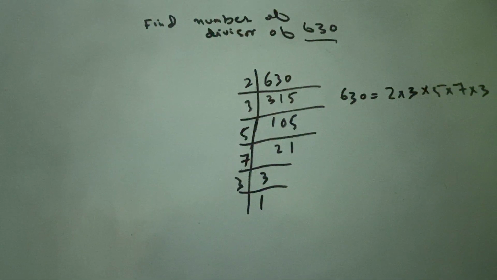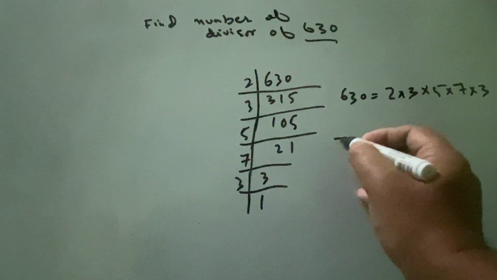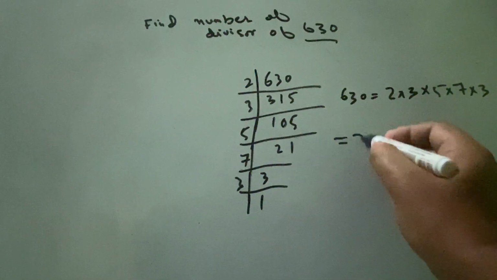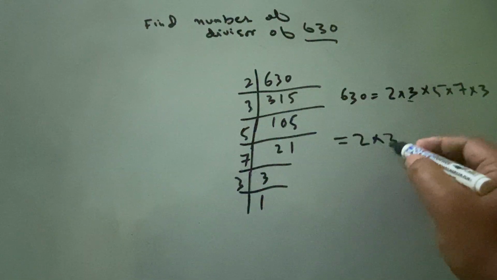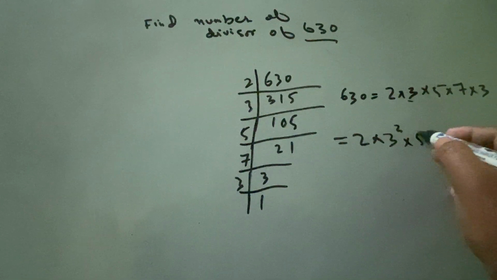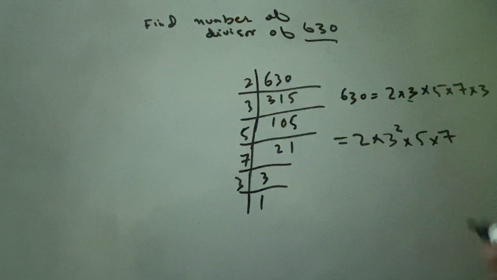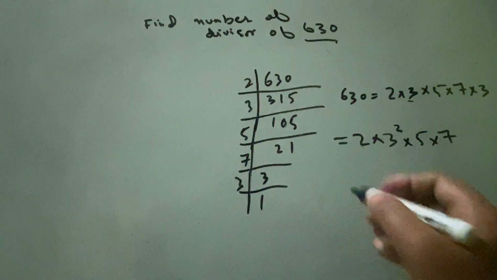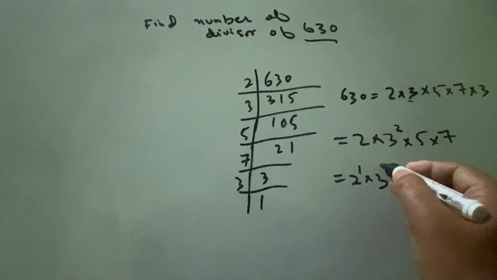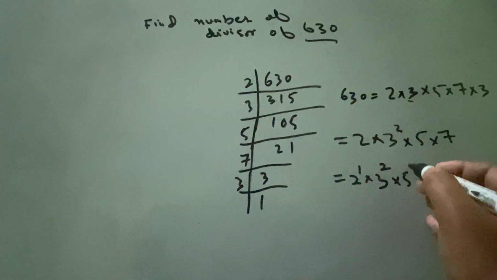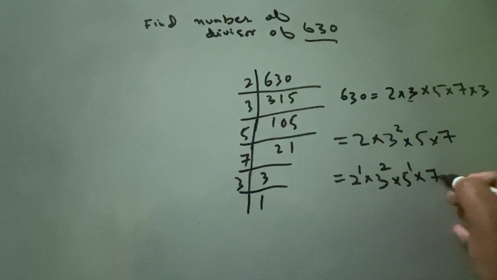Now, in the reduced form we can write this as 2 times 3 power 2 times 5 times 7. Thus it is equal to 2 power 1 times 3 power 2 times 5 power 1 times 7 power 1.